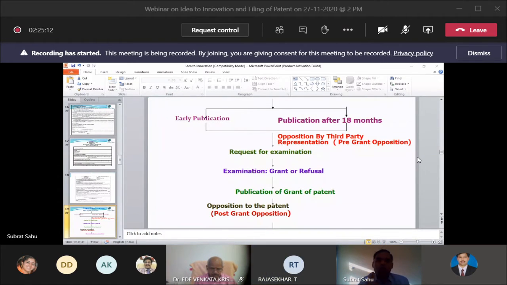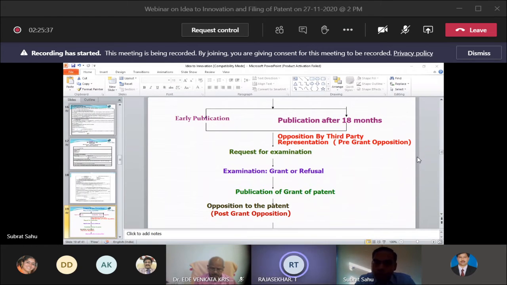So this is the crux of our Indian patent system. All the participants, I urge you, just keep your mind and eyes open and see this process. I am telling you again, this is the process you have to go through, otherwise you won't get a patent in a timely manner.